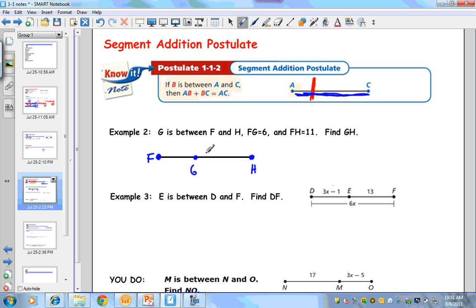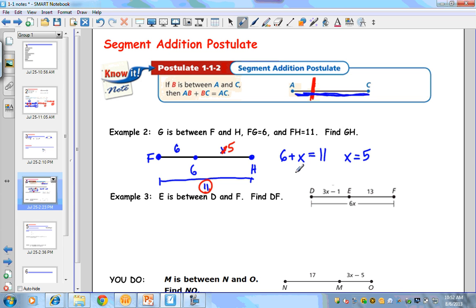Now I said in the middle. I shouldn't have said that. It's in between. It says that the distance of FG is 6, and the entire thing, F all the way to H, is 11. We are to find GH. Well, using the segment addition postulate, it would be 6 plus X, the two segments, would add up to the whole thing, which is 11. Well, using algebra, we know that X is going to equal 5. Now, doing something that I know students do not like doing is checking your work. So if we took 5 and plugged it back into the problem, 6 plus 5 equals 11.